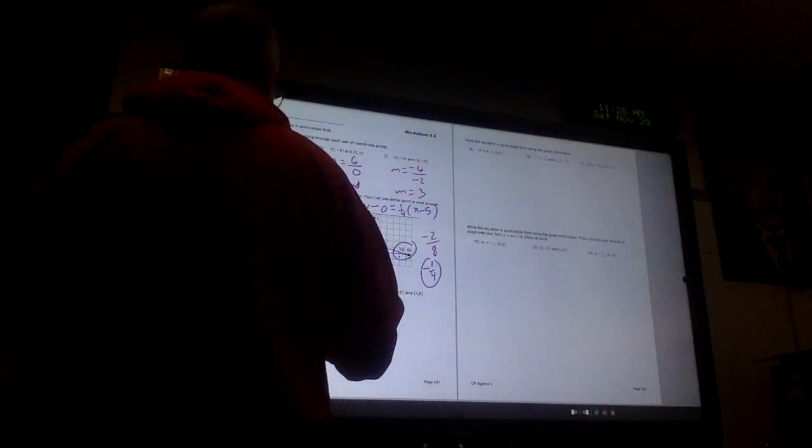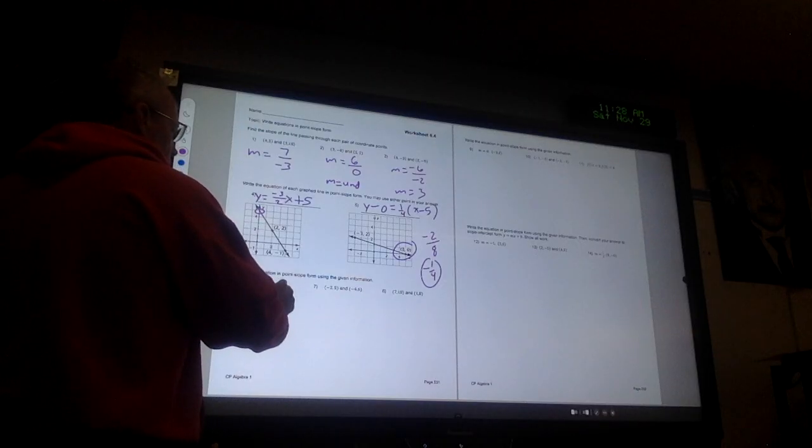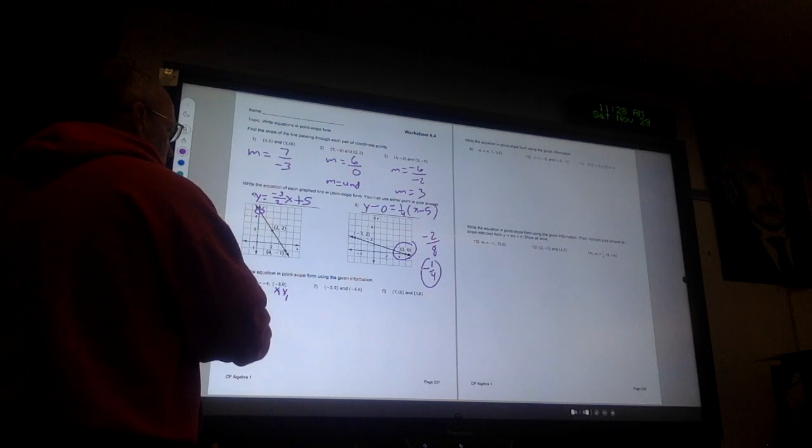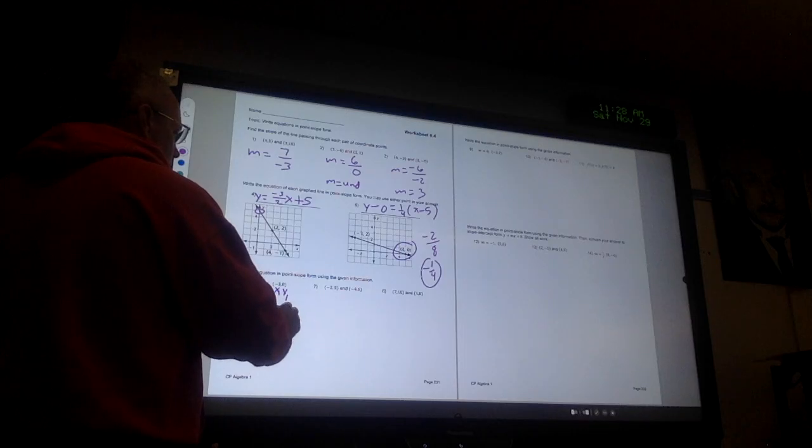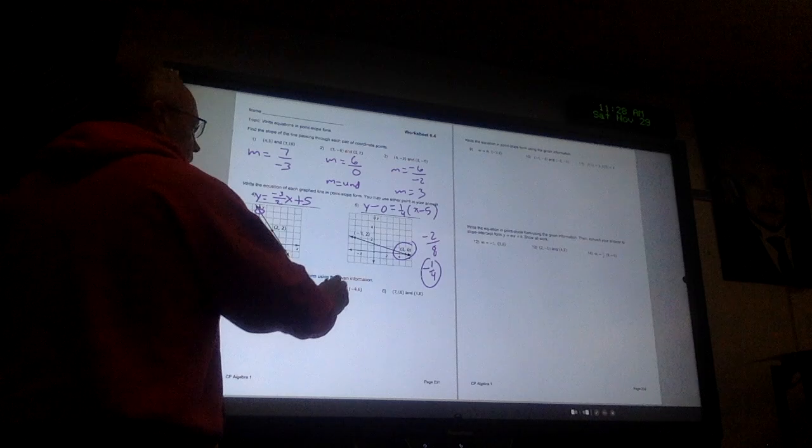Write the equation in point slope using the following. So I have x1, y1. So I have y minus 0 equals negative 4x plus 3. Done.